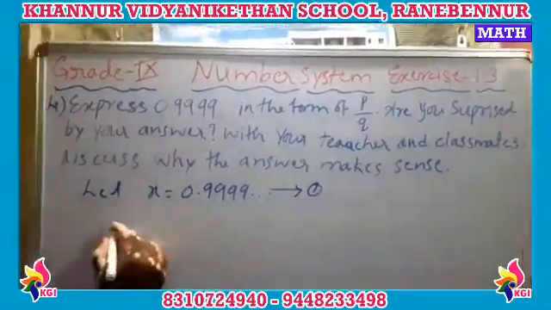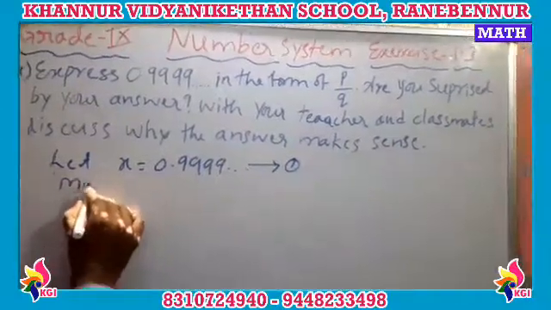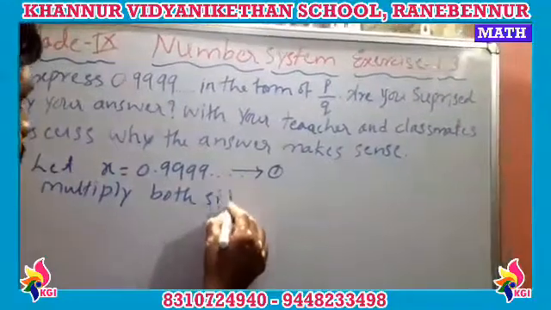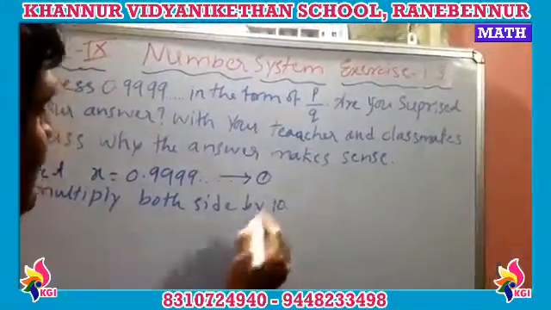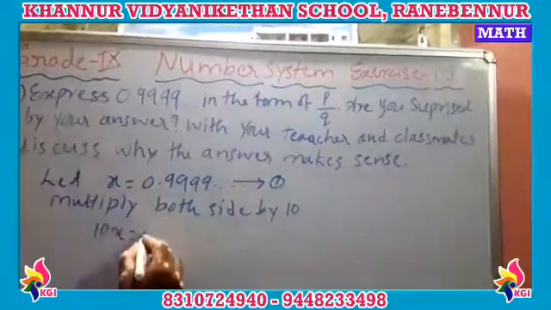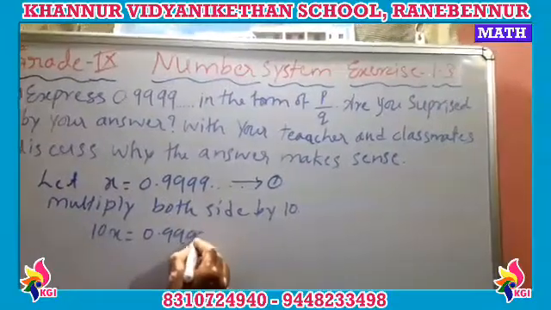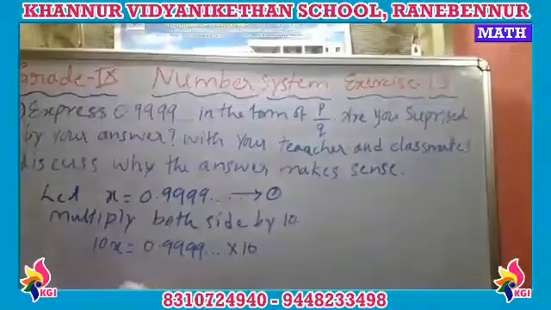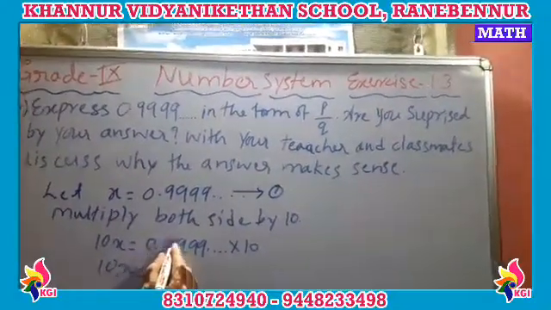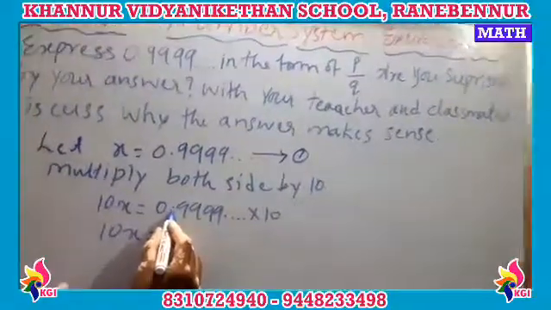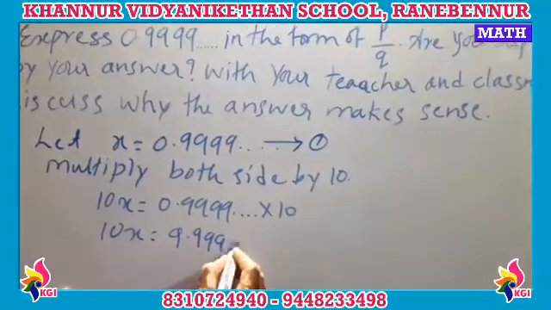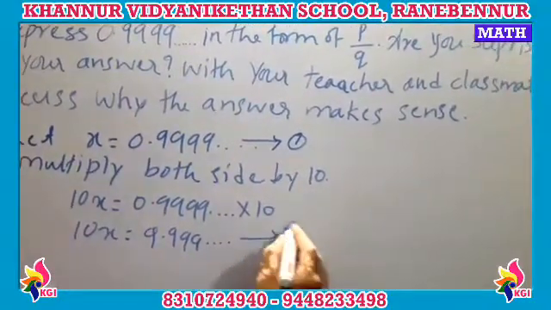Now we multiply both sides by 10. So what is going to happen? x is going to become 10x. Then next, 0.9999 and so on into 10. That is going to become 10x is equal to... sorry, here the decimal point shifts by 1 digit. That will be 9.9999 and so on, correct? So this will be your equation number 2.